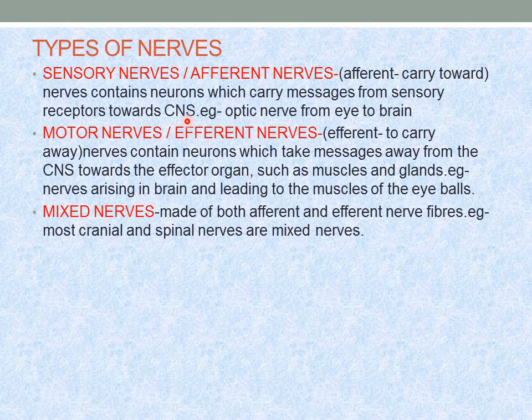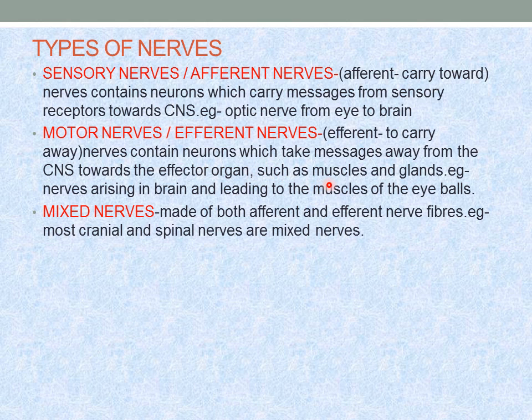Now you can take one example. There are many examples. I have taken the example of optic nerve from the eye to the brain. So they are taking from the eye, means from the sensory receptors, to the central nervous system, that is to the brain. Now next comes the motor nerves. Now motor nerves are called the efferent nerves. Now as the name suggests, efferent means moving, carrying away. So the nerves contain neurons which take messages away from the CNS towards the effector organ.